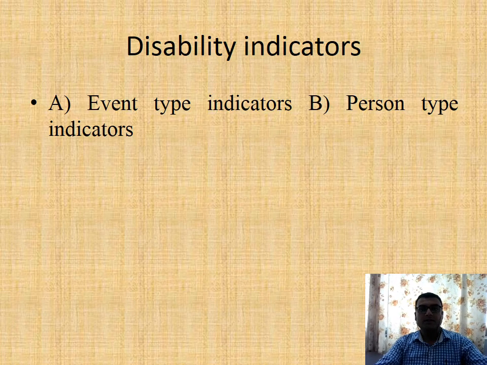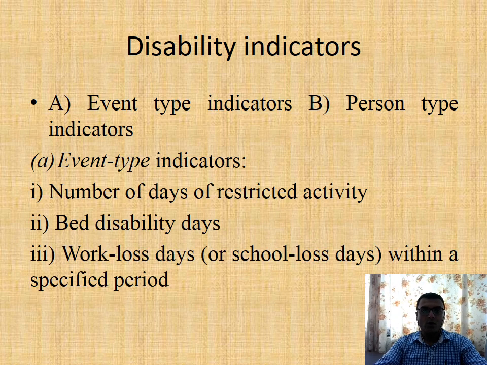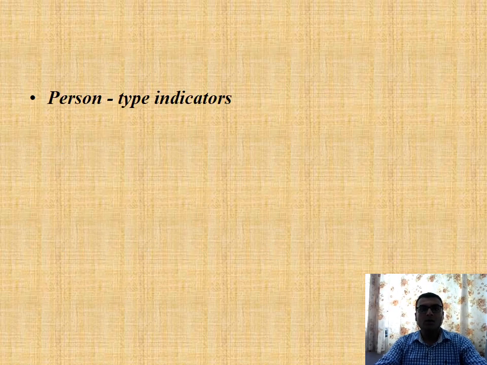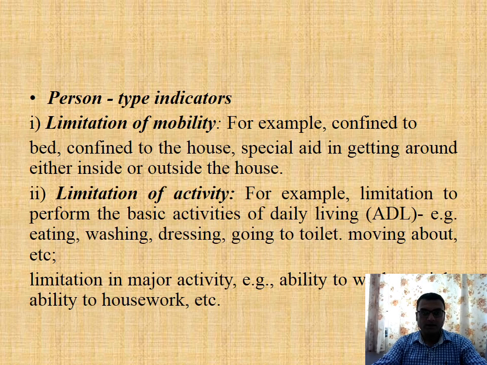So let's see different disability indicators. These are event type indicators and person type indicators. For event type indicators, we have the number of days of restricted activities, number of paid disability days, number of work loss days or number of school loss days within a specified period. Person type indicators, first, are limitation of mobility. For example, number of days confined to bed, number of days confined to the house, number of days where special aid is used for getting in and around the house. All these are limitation of mobility indicators.